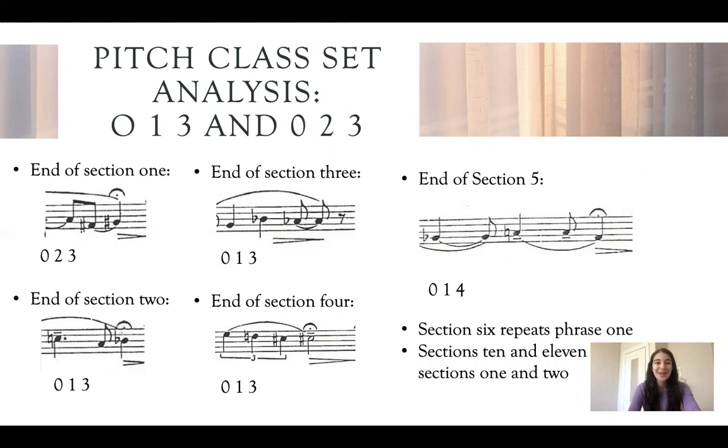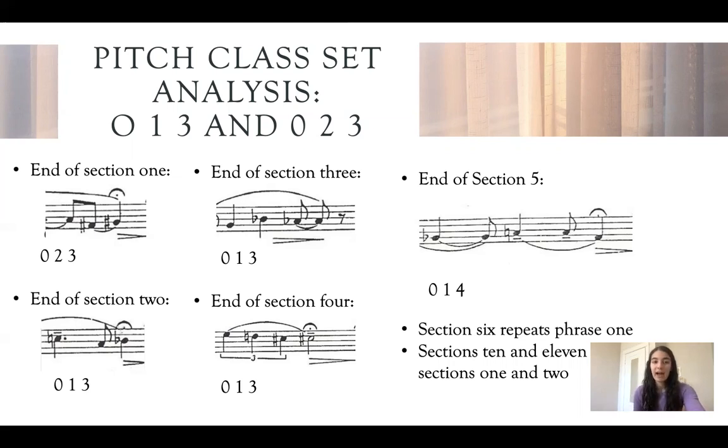The ending of section 2 starts with the same descending minor third, but with a different rhythm, followed by a half step. Section 3 uses an ascending minor third and then a descending whole step. And then section 4 is the only one where we get the pitches in closer order, and we have a descending whole step and then a half step.